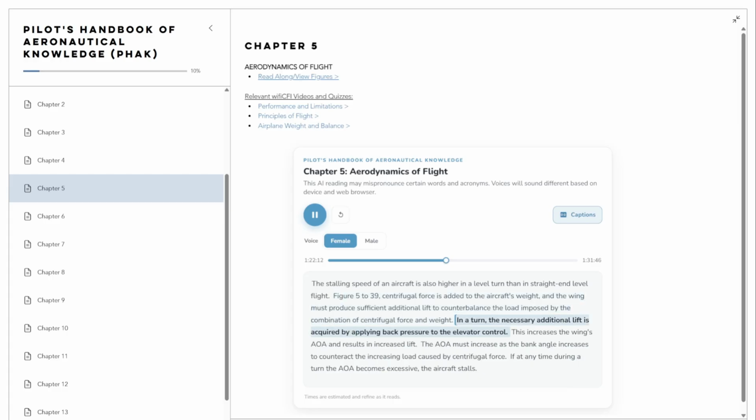In a turn, the necessary additional lift is acquired by applying back pressure to the elevator control. This increases the wing's AOA and results in increased lift. The AOA must increase as the bank angle increases to counteract the increasing load caused by centrifugal force. If at any time during a turn the AOA becomes excessive, the aircraft stalls.